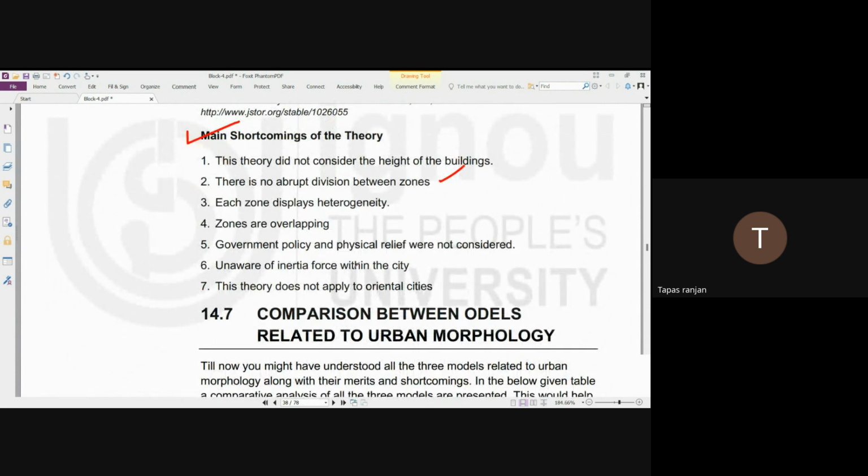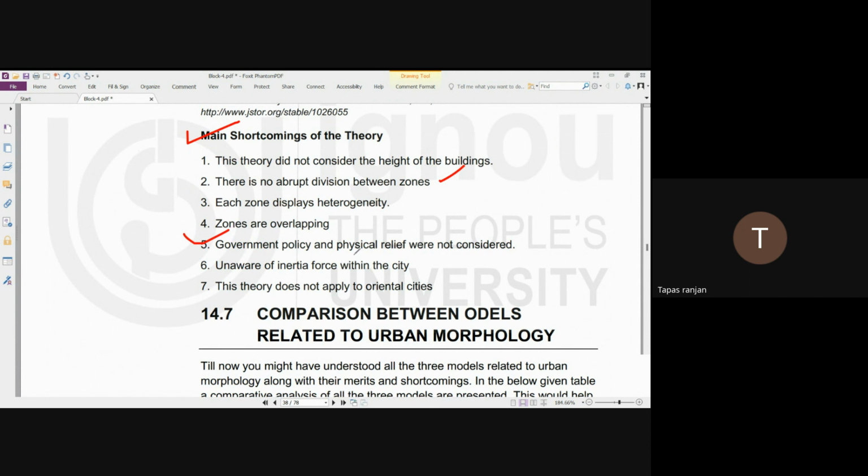Then government policy and physical relief are not considered, just like we have discussed about the Burgess model, where the hypothetical example of an isotropic plane has been given. In that case, here also, if we look into this, the physical relief has not been considered, and even different government policies have not been considered.